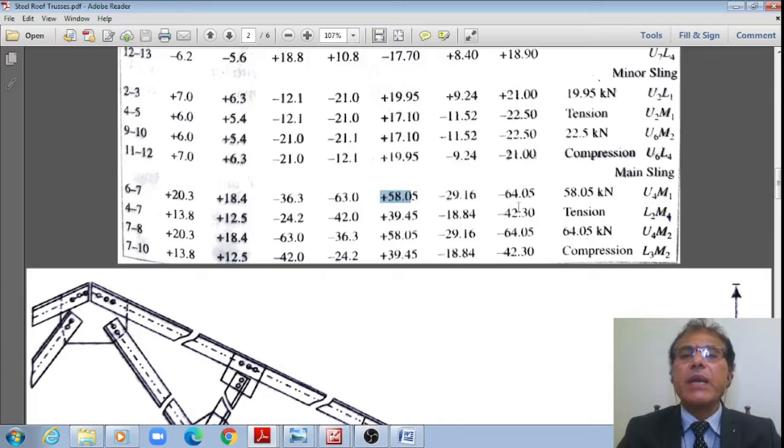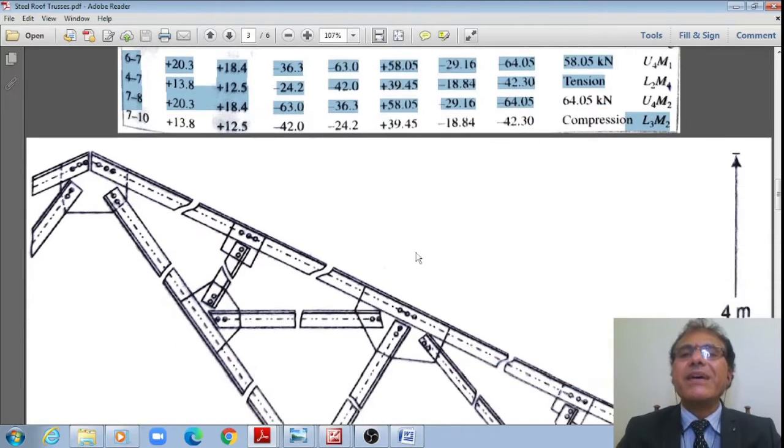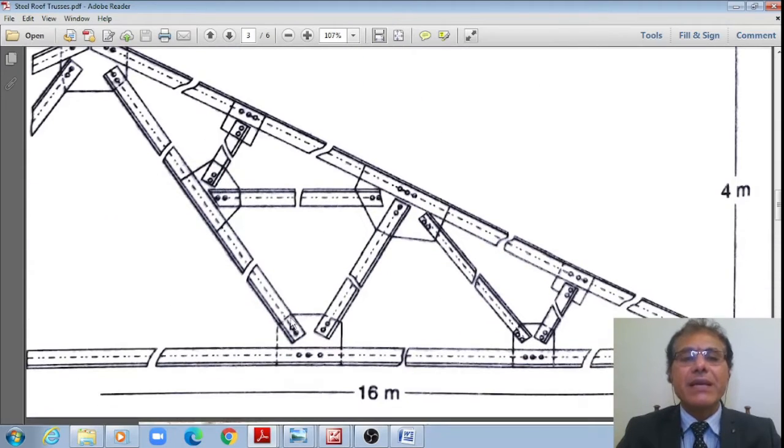As well as in the negative values I can see that minus 64.05 is the largest value out of all these. Therefore that is my compression force in this main sling, right? This is the main sling, this is the minor sling, this is the strut, right? These are the struts, and this is the top chord member and the bottom chord member.